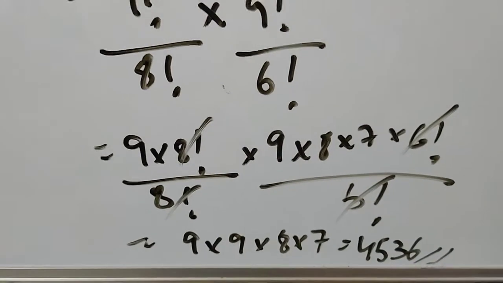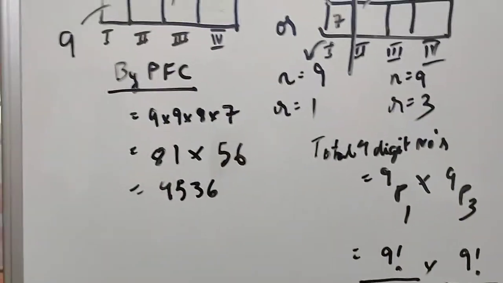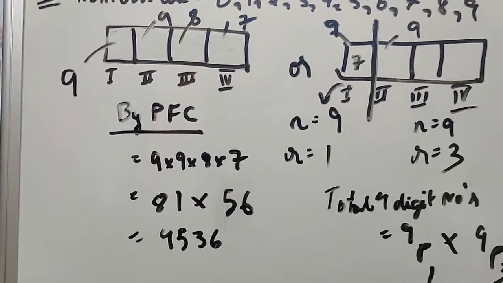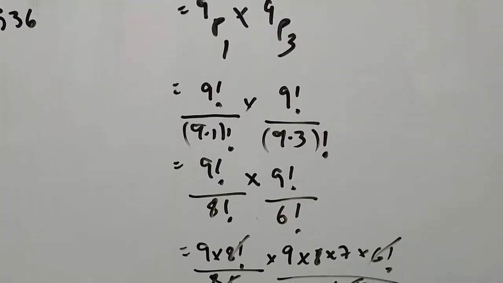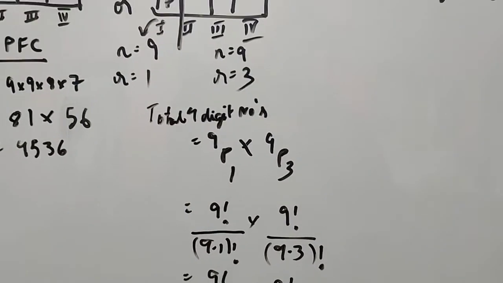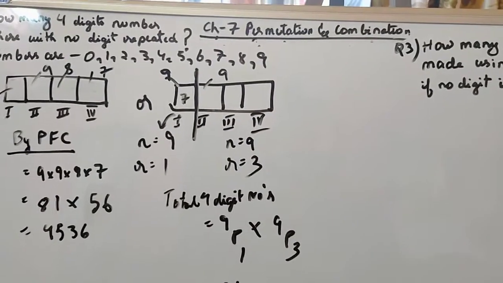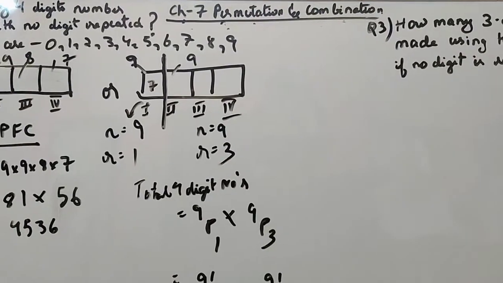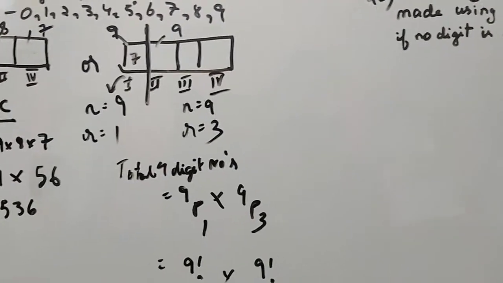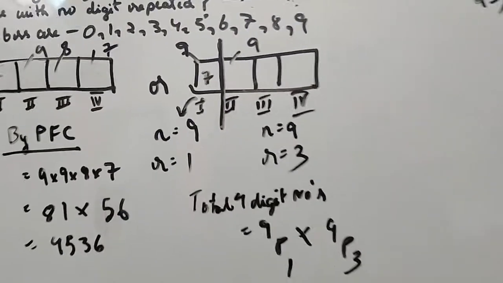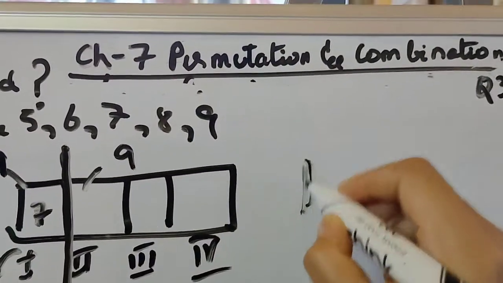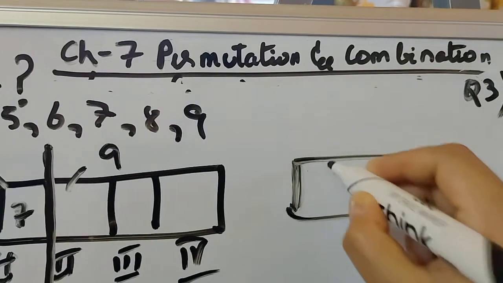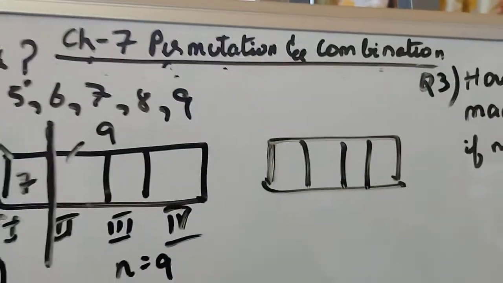Which gives me 4536. Same thing. Using this way also I have got the same answer, and using the permutation formula also I have done it and I got the same answer. So whenever you are asked to solve using the permutation formula, you are going to do it this way. Or see, again, four digits.